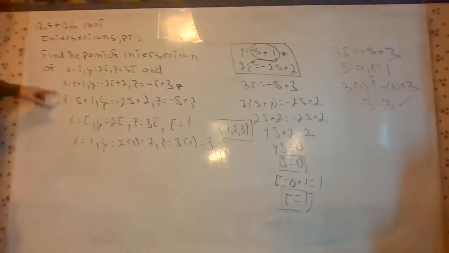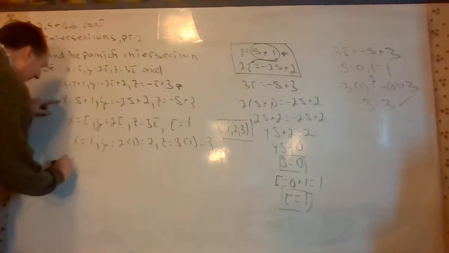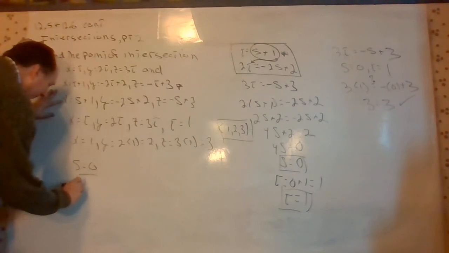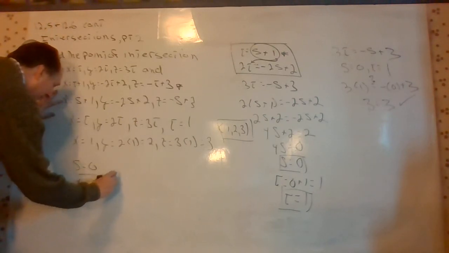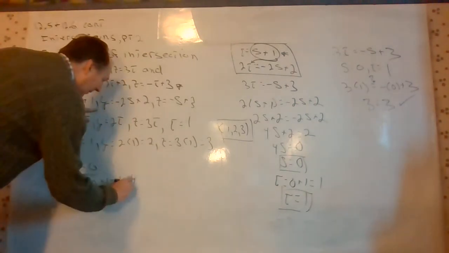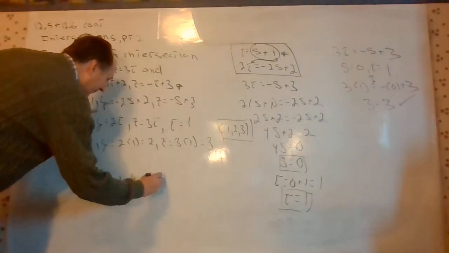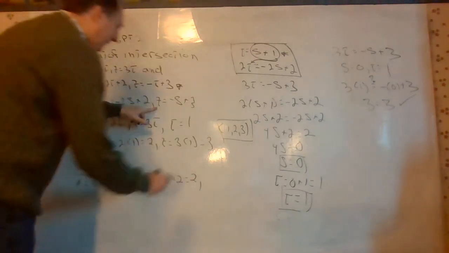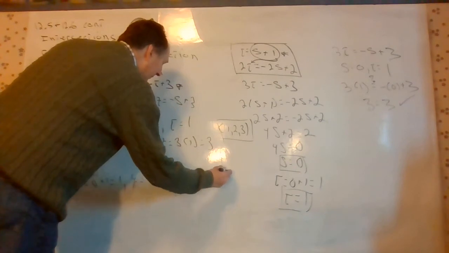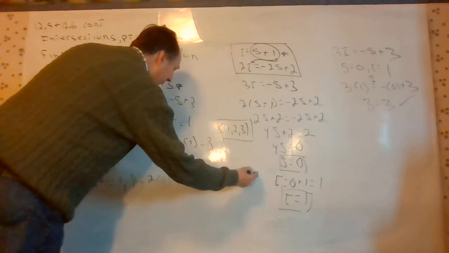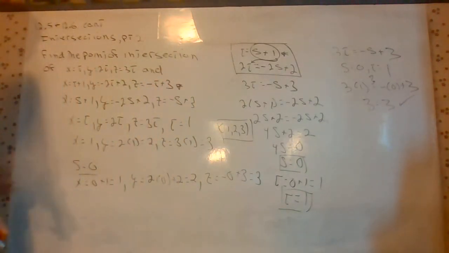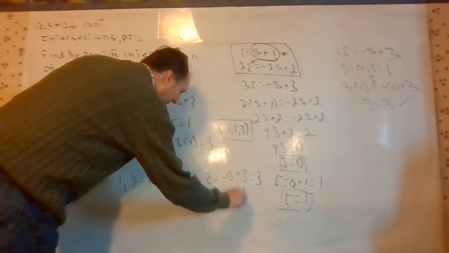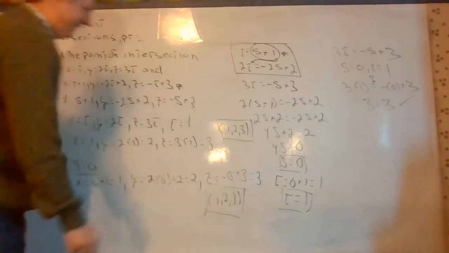We can also take this s equation, s equals 0, and guess what? We get x equals 0 plus 1, which is 1, and y equals negative 2 times 0 plus 2, which is 2. z equals negative 0 plus 3, which is 3. So there we have the same point. 1, 2, 3, as expected.